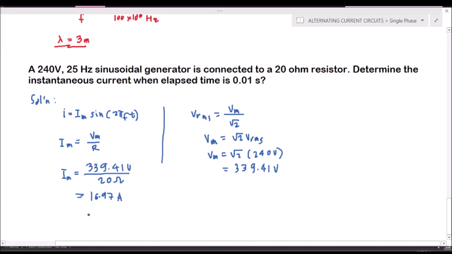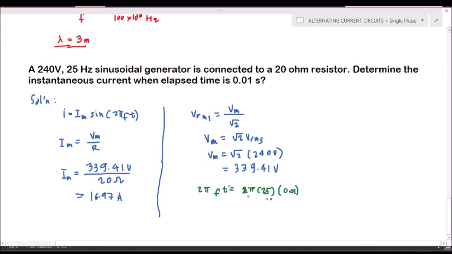Then we will now solve for the other part of the equation, the sine 2 pi f t. Okay, so our sine 2 pi f t, so we'll use another color for that. So our 2 pi f t, so our f is equal to 25 hertz, and our t is 0.01 seconds. So we have 2 pi times 25 hertz times 0.01.